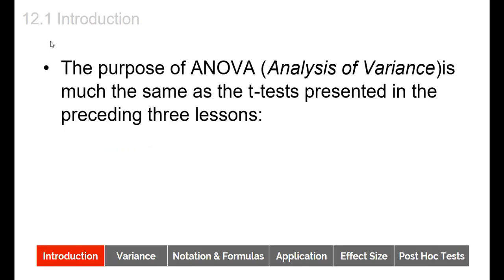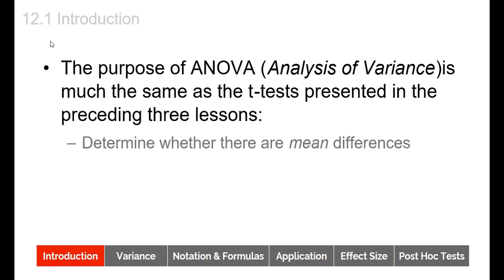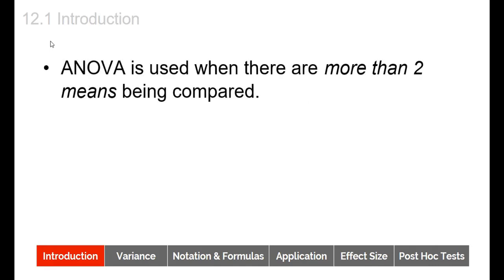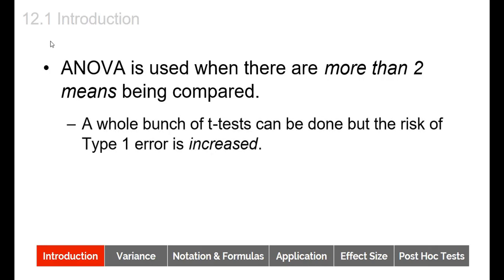So the purpose of ANOVA is so similar to the t-test that we've been doing in the preceding lessons. We're looking for whether there are mean differences between groups. And we're going to determine if those mean differences are statistically significant. So ANOVA is used when there are more than 2 means being compared. And you might be saying, well, why don't we just do a whole bunch of t-tests? You could do that. Let's say you have 3 or more groups. You could do t-tests between all the different possible pairs.